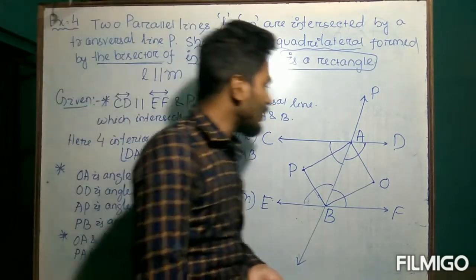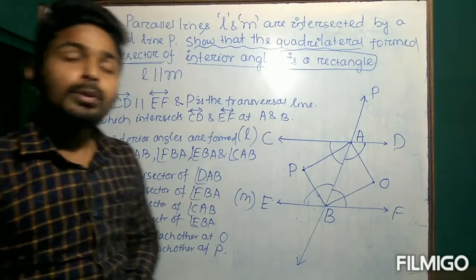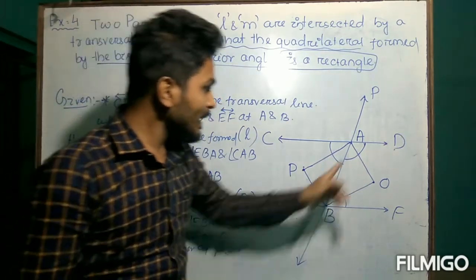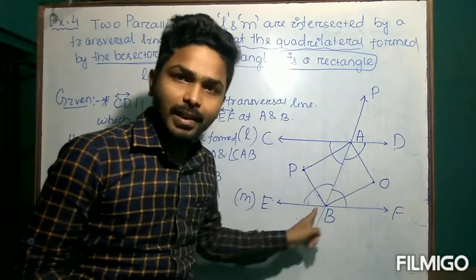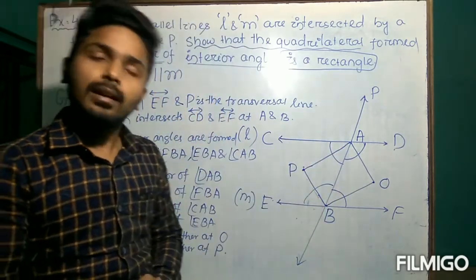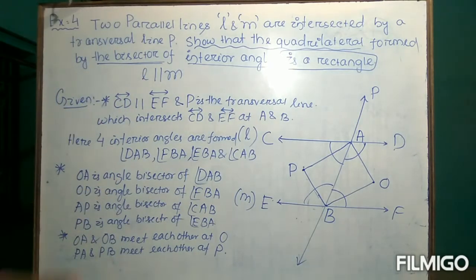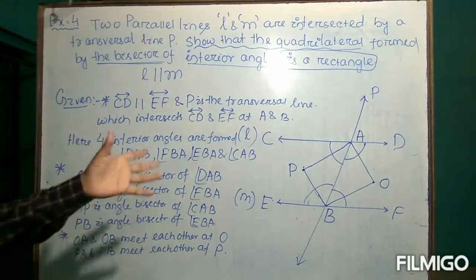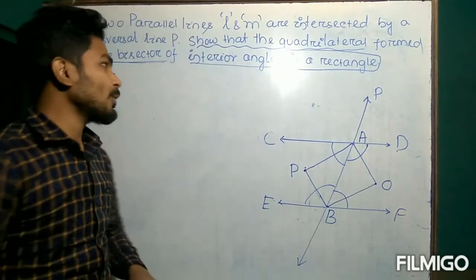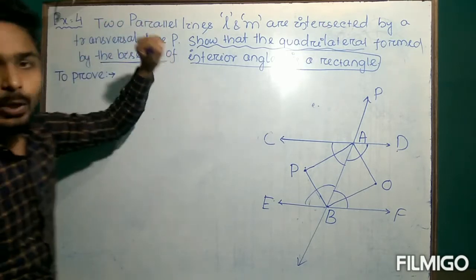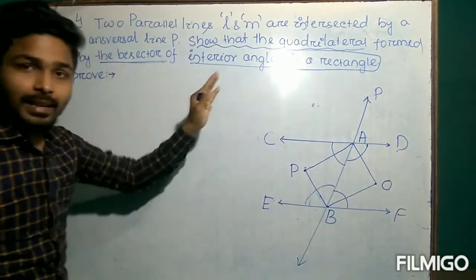Okay, so we have written everything that is given. Now from this given data, what do we have to prove? We have to prove that the quadrilateral formed, AOBP, is a rectangle. So let us first take a screenshot of it. Then in the next page I will write the proof. Now let us come to its proof. From the given data we have to prove that this quadrilateral formed is a rectangle.